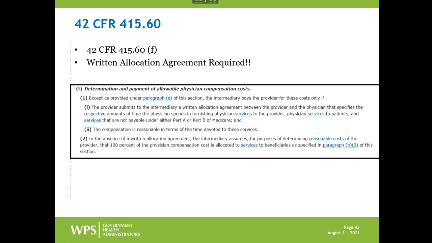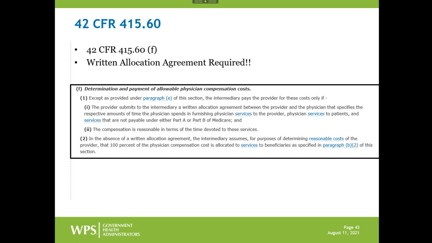Now let's talk about that allocation agreement. This is the regulation that specifies that the allocation agreement is required. If they have these costs and they're going to be allocated to both of the components in different portions, then there has to be an allocation agreement. The provider has to submit it to the MAC. The compensation has to be reasonable in terms of time devoted to these services.